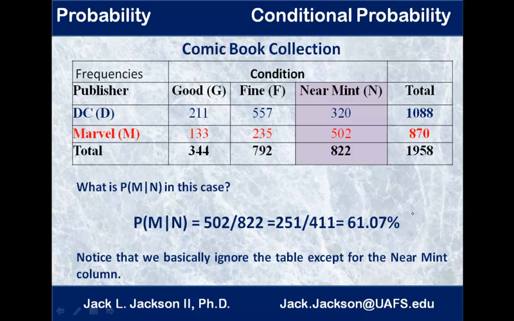This is conditional probability. Notice, for example, that the probability of Marvel given near mint and the probability of near mint given Marvel had the same numerator but different denominators in the fraction form, and of course hence different probabilities.